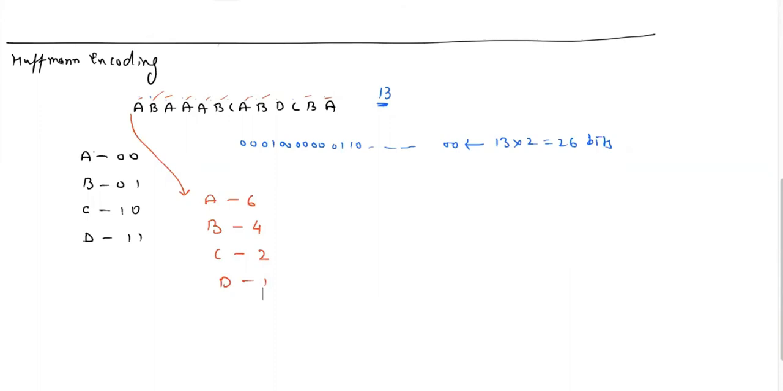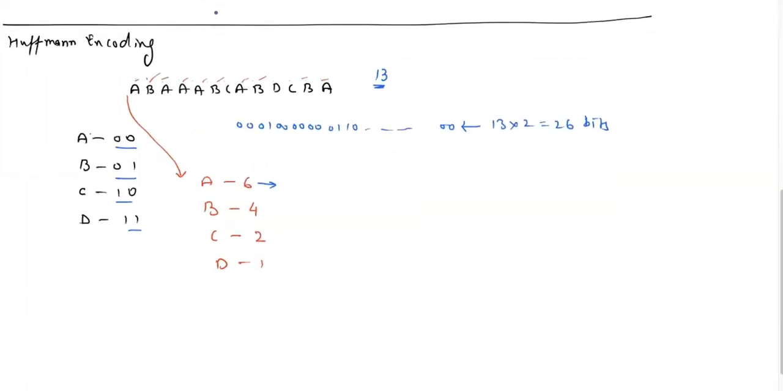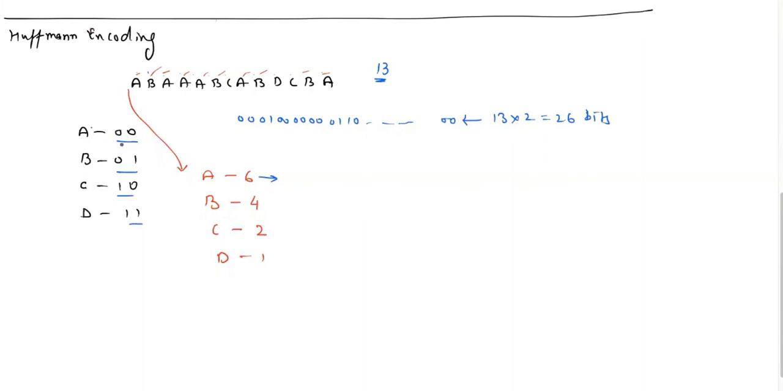What we are doing here is that we are providing code of the same length to all the characters. A small optimization can be that we provide a smaller code to A and a larger code to C or D. Here, the length of code is 2 bits for each of A, B, C. So it means that we are using 12 bits for A, 8 bits for B, 4 bits for C, and 2 bits for D.